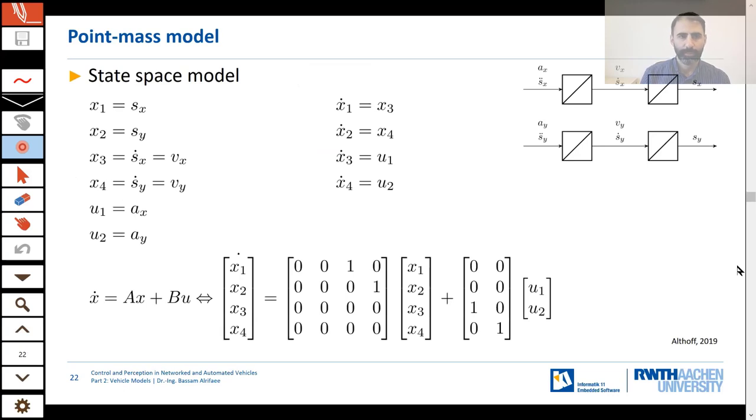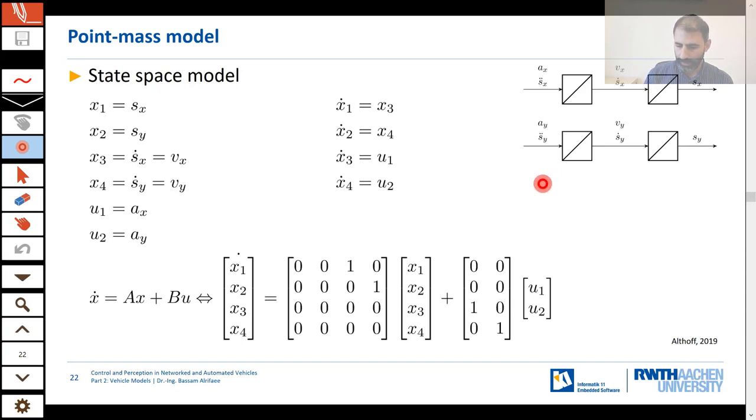And here we see the state space model of the point mass model. We define four states. These are two states for the position, and two states for the velocity. The inputs are the acceleration in x and y direction. Well, x1 dot is x3, as you see. The change of the position is the velocity. These are the first two states. And the change of the velocity is the acceleration. These are the two other state equations.